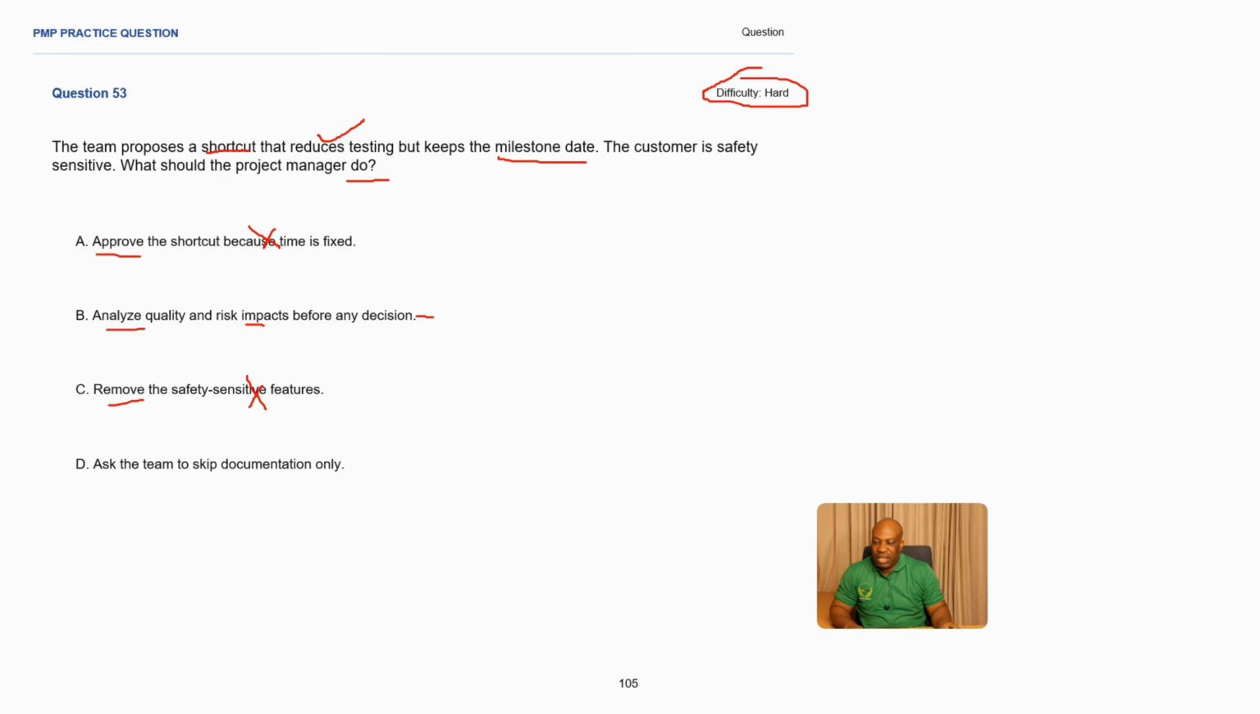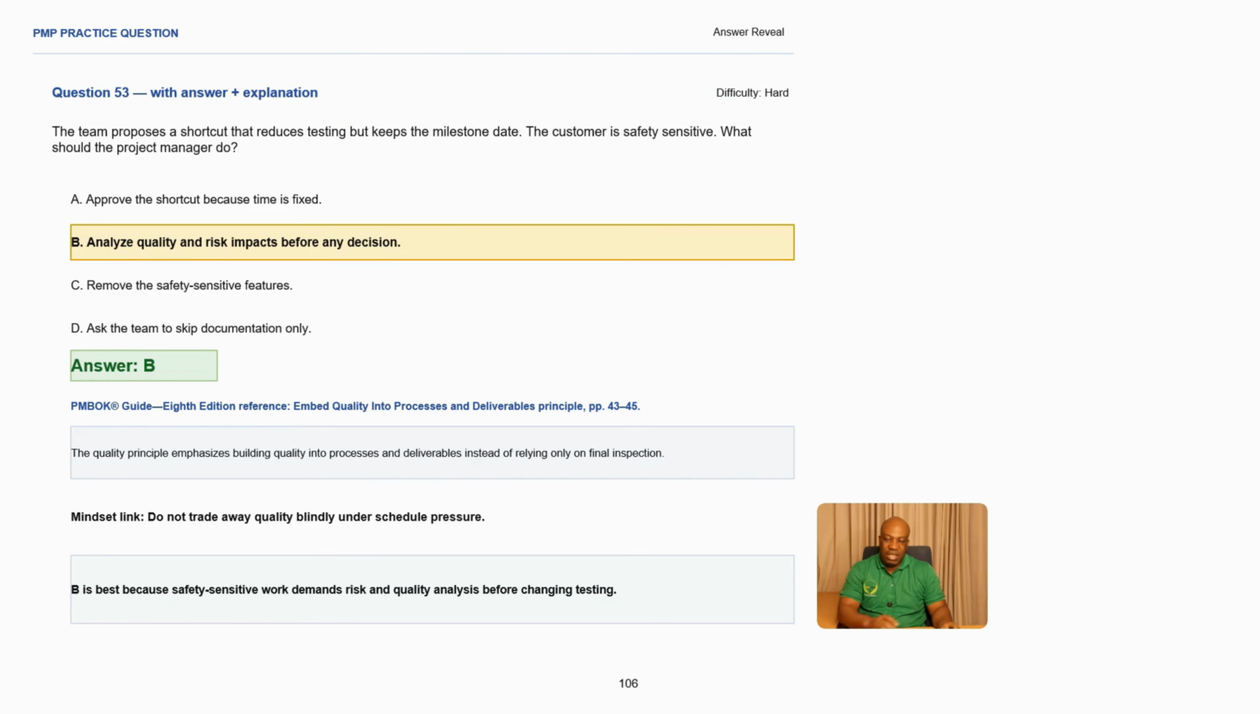making this one incorrect answer. Ask the team to skip documentation. Documentation throughout the project is very important and should be done as a best practice by any project team, making this one incorrect answer. The best answer here is B. So B is to analyze quality. I like this one. Analyze, you get more information, and also do a risk impact assessment. I like the impact assessment before decision.